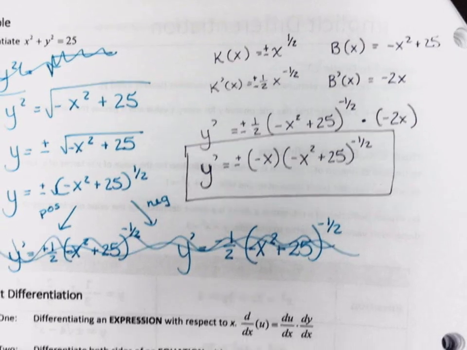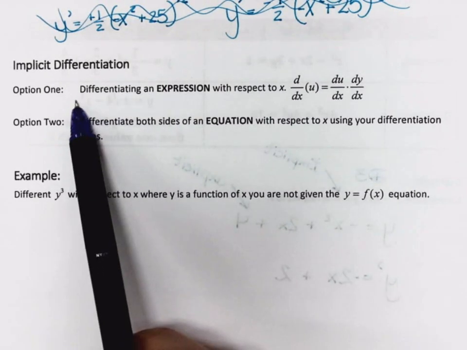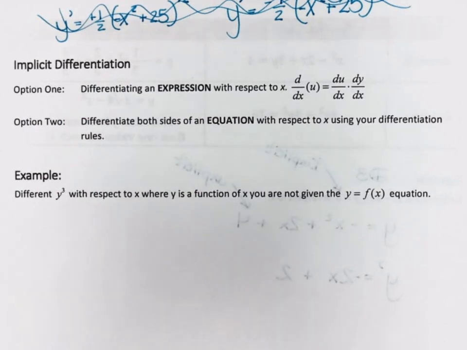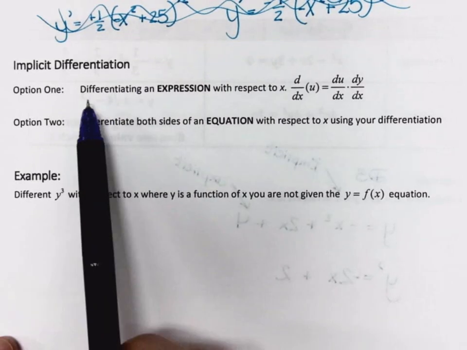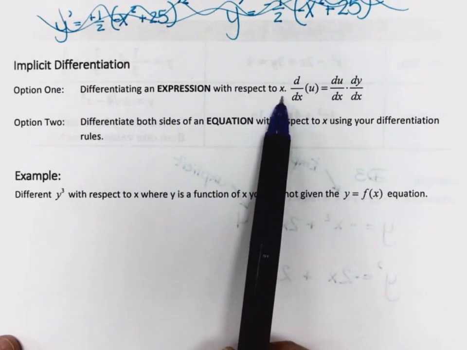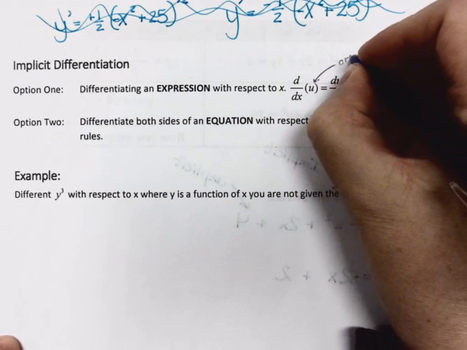Okay, so this bottom part here, this is where things get a little confusing with the notation. And I find it confusing too as I go through it. So when we're doing implicit differentiation, that means that we're not given an x in the equation, we're only given y. So things get a little bit more complicated. So differentiating an expression with respects to x, the u is the original function.